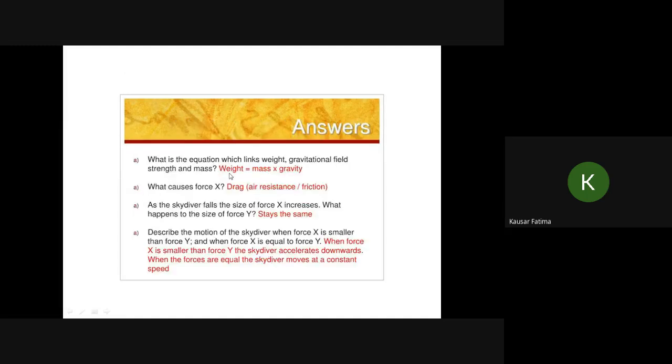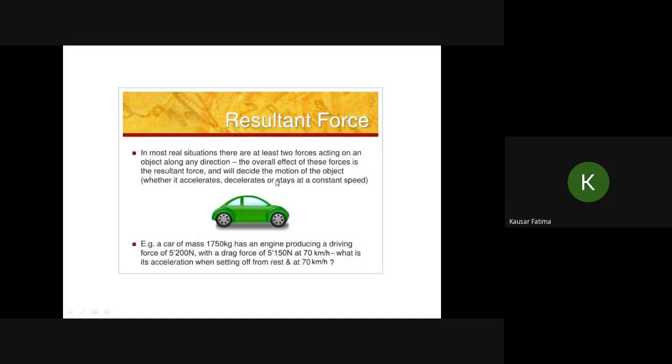Here answers are there for those questions which were asked. So you can see these answers. And this is about the resultant force for the objects moving horizontally. Here most resistance acts on bodies which move horizontally also, like a car moving horizontally also experiences resistance. So if the driving force decreases, the object will slow down due to resistance and friction. So the presence of resistance will tell what will happen to the motion of the body.